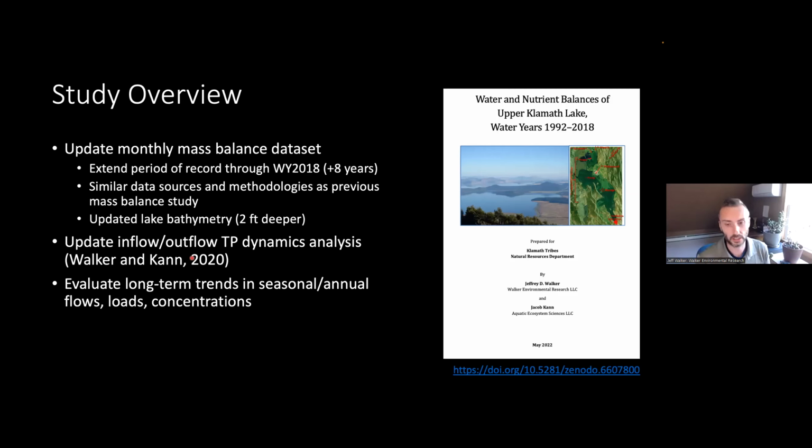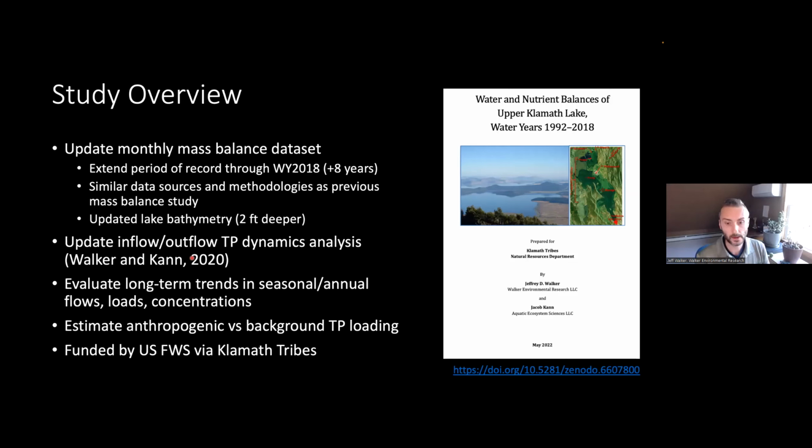We also updated our long-term trends of the seasonal annual flows, loads, and concentrations. And to assess how much progress has been made towards meeting the TMDL goals, we generated new estimates of the anthropogenic and background sources of loading to the lake. And this study was funded by Fish and Wildlife Service through a contract with Klamath Tribes.